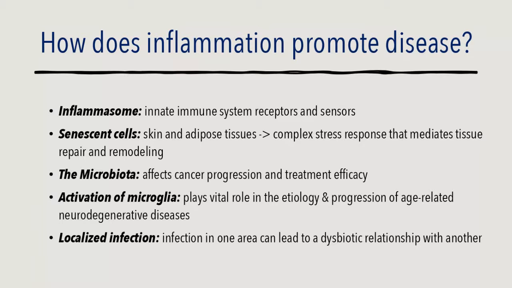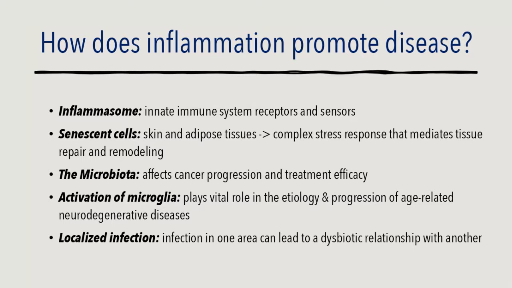And then we have the senescent cells, which are essentially in our skin and adipose tissues. These are a complex stress response that mediates tissue repair and remodeling. We have the microbiota, and when this gets damaged in our gut, this is going to affect cancer progression and treatment efficacy. This means that it might allow or block our body's anti-tumor immune response. So keeping this healthy is very essential.